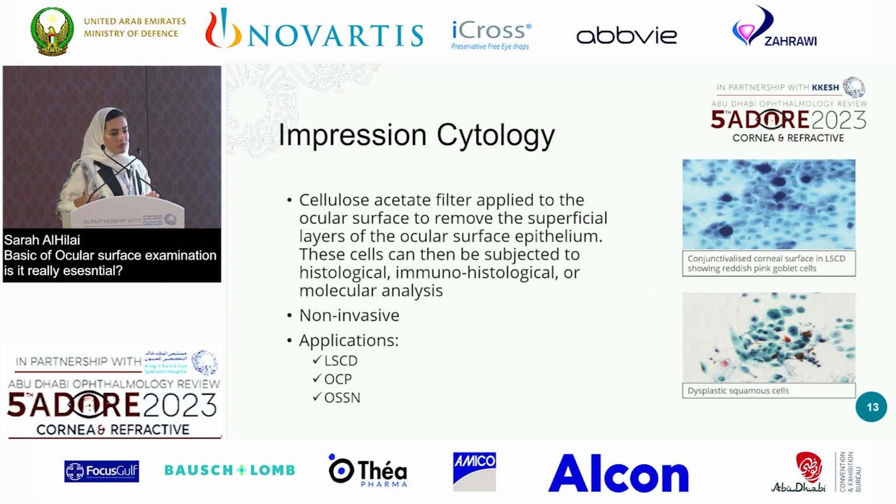Impression cytology is a very useful method where we use a cellulose acetate filter paper applied to the ocular surface and then removed and examined further under a microscope for histological, immunohistopathological, and molecular analysis. It is a non-invasive method and it has many applications, including limbal stem cell deficiency, OCP, and OSSN. You can see on the right-hand side, the top image is an impression cytology showing you the goblet cells that are reddish pinkish in color, indicating conjunctivalized corneal surface and limbal stem cell deficiency, whereas the bottom image on the right shows you dysplastic squamous cells.